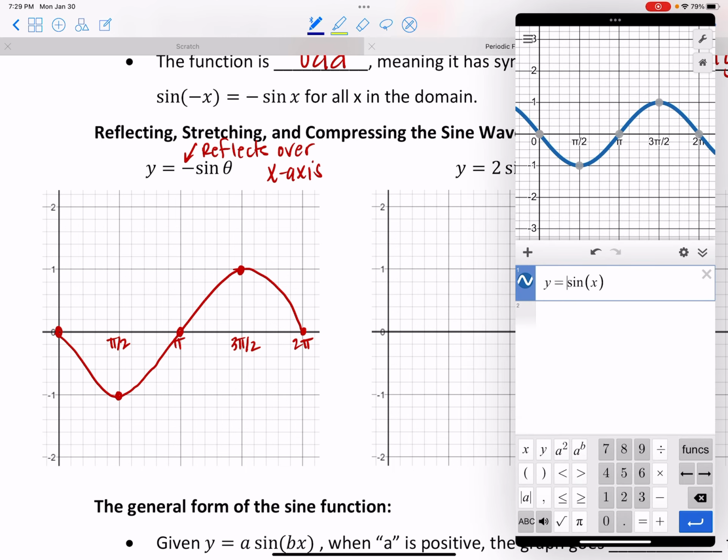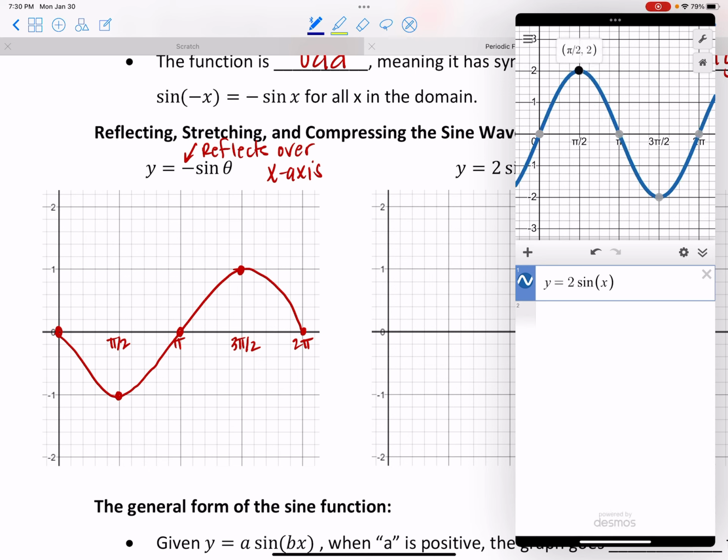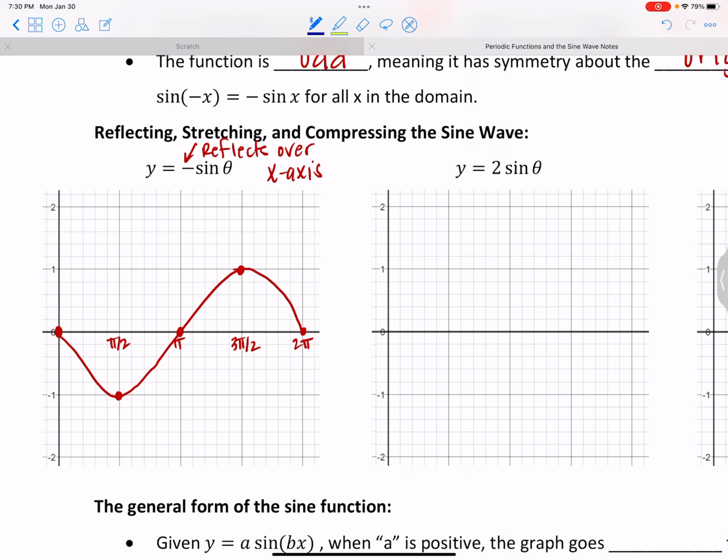Let me take the negative out and put a 2 in here. So now instead of our maximum being 1, we can see our maximum at 2. And instead of our minimum being negative 1, our minimum's at negative 2. Right? The x-intercepts didn't change. The fact that we have one complete cycle from 0 to 2 pi, that doesn't change. What changed now is our max and our min. So technically what we've doubled is our amplitude. Right? Instead of going from negative 1 to 1, now we're going from negative 2 to 2. We've also doubled that range. So this, multiplying by 2 out here, this doubles the amplitude.